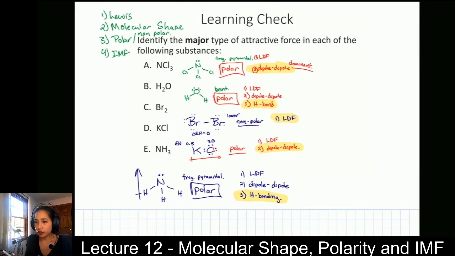This type of learning check, being able to identify intermolecular forces, really is comprehensive in that it forces you to know how to do Lewis structures, how to do molecular shape, how to understand molecular polarity, and finally apply intermolecular forces. So really the last two chapters have built upon one another. So if you're having trouble with one of these four steps, definitely review those parts of lectures 11 and 12 before moving on. In the next lecture, we're going to talk about chemical reactions. See you then.